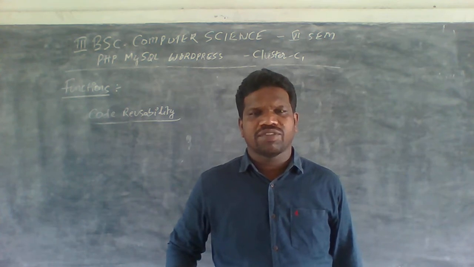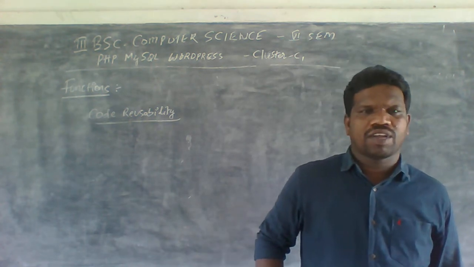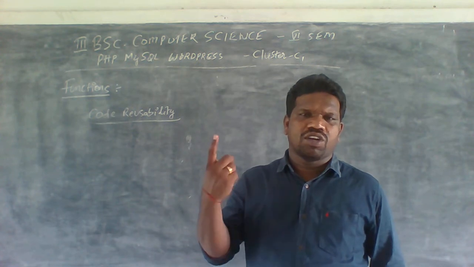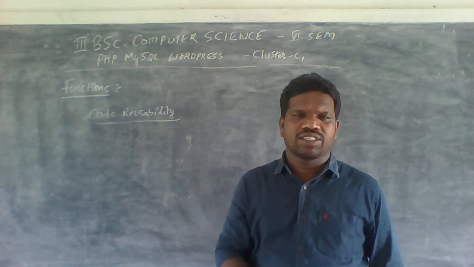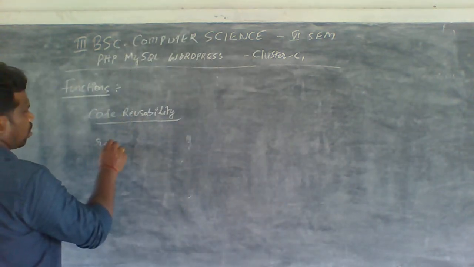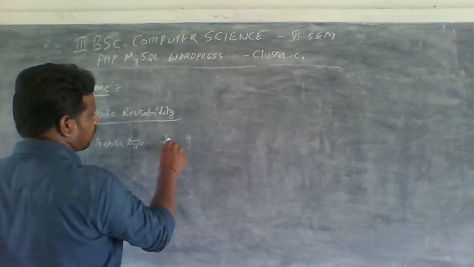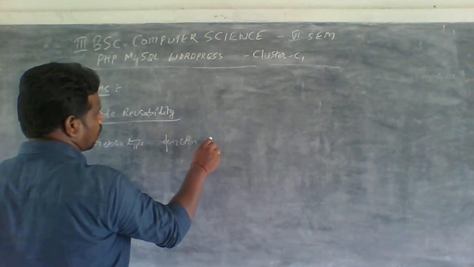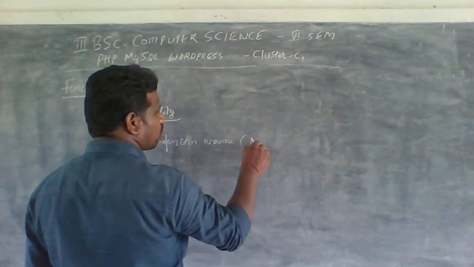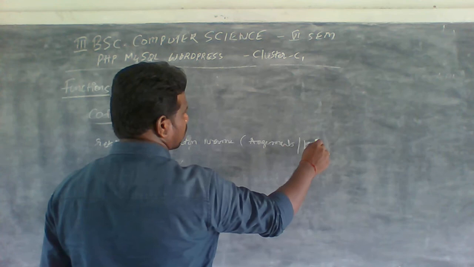Void is one of the return types. It should not return any value. While we are using no return type, you have to specify the return type as void. The first one is the return type and the second one is the function name. Within the brackets you have to use the arguments or parameters.